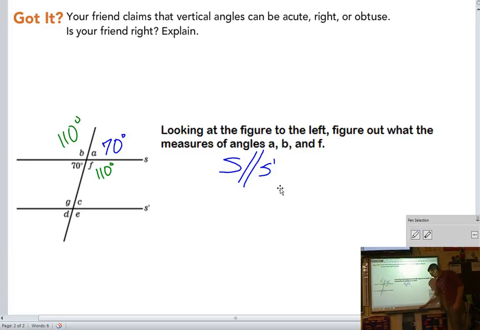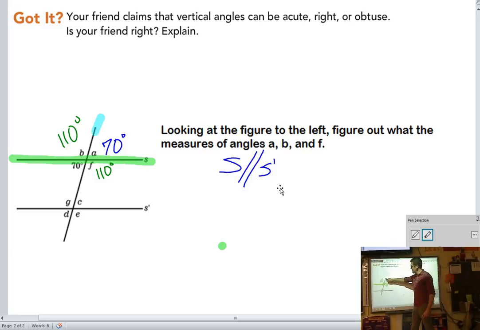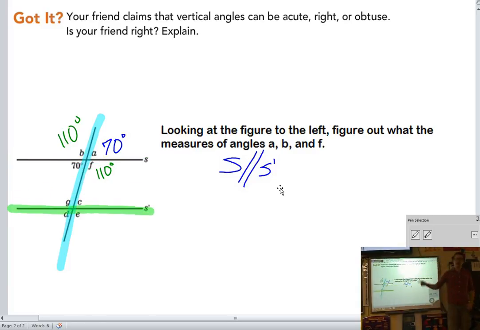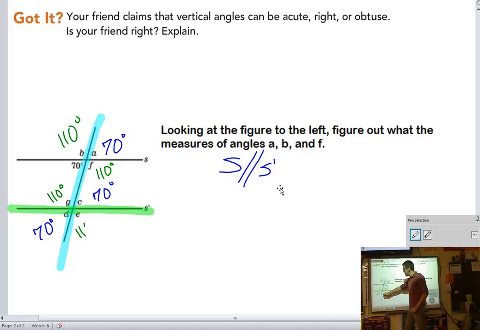Now imagine this for a second. Give me your eyes. If that line is parallel to S prime, and this line is straight through both of them, the relationships that are happening up here are also happening down here, exactly the same. So this would be 70, this would be 70, this would be 110, and this would be 110. Parallel lines create beautiful relationships. Think of this as your train tracks and the road that goes across it. Whatever's happening up here is happening down here.